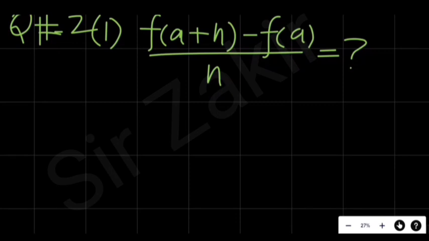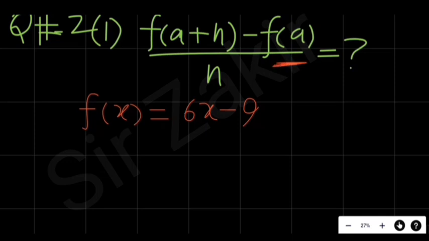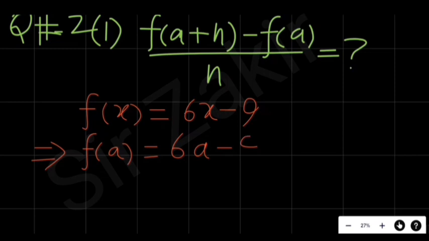And what is given? F of x is equal to 6x minus 9 is given. Now look student, in this expression, this is f of a. So we convert f of x into f of a. So this implies f of a, we replace x by a. So it is 6a minus 9.